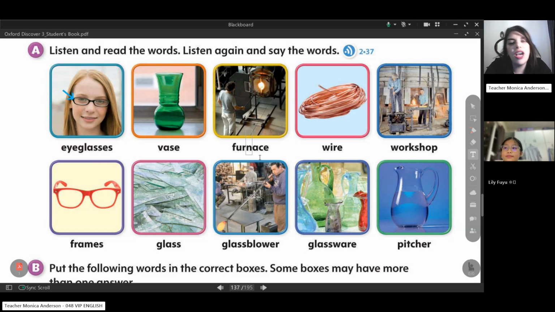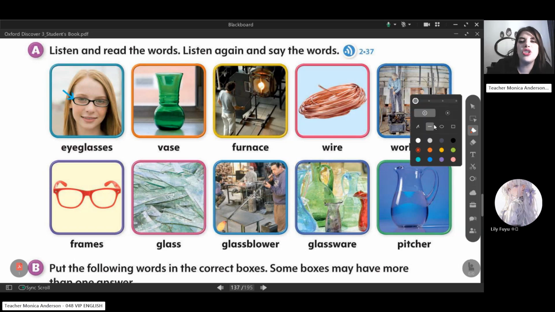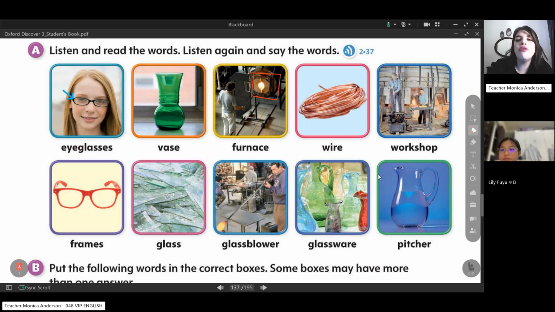And we have furnace. Can you see this one? Look at this. This is a furnace. Let me show you. This is a furnace. And what is that? It's a structure that actually produces heat, fire. Yeah, of course, it's so hot.